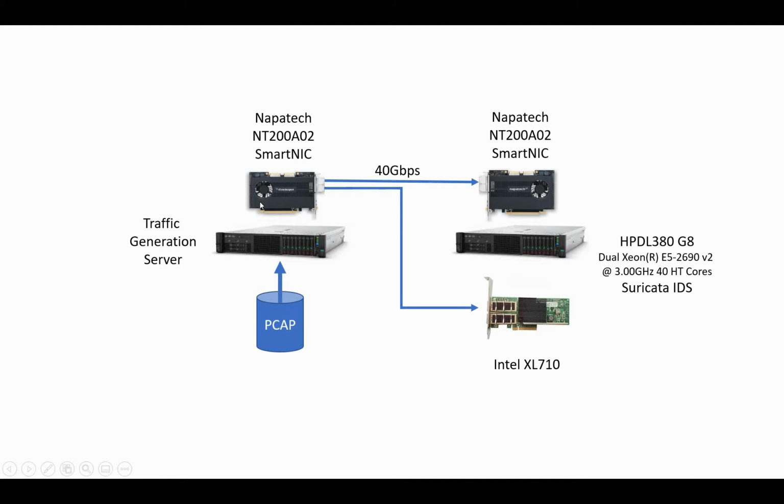Here we're going to demonstrate the hardware flow shunting capabilities in the Napatech SmartNIC, and we're going to compare that against doing the shunting on a standard server NIC. We're using a separate server to generate the traffic. Basically, it's replaying a PCAP file, and we're using the full default rule set with Suricata.